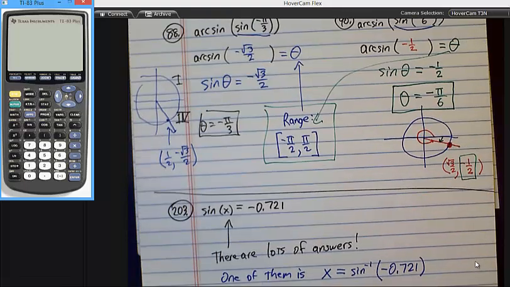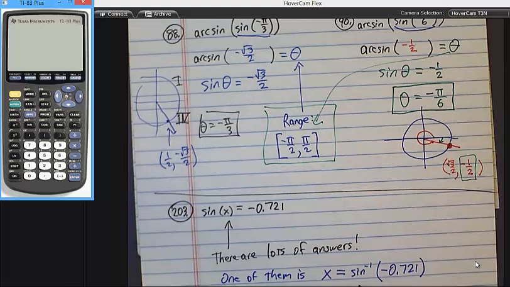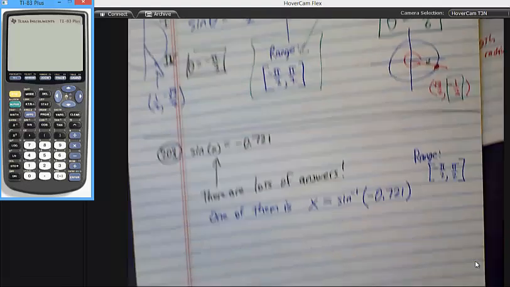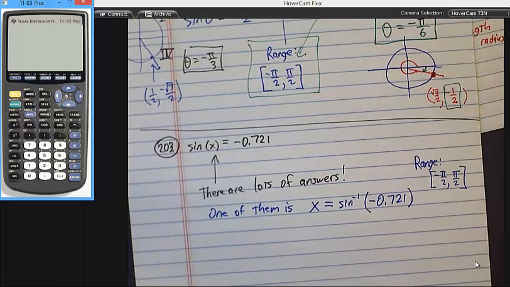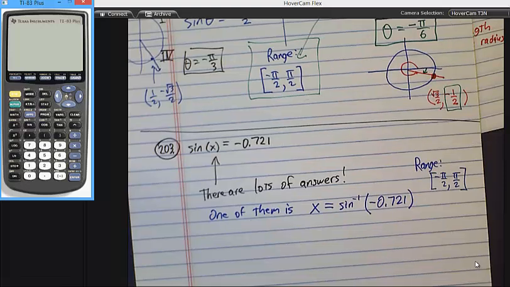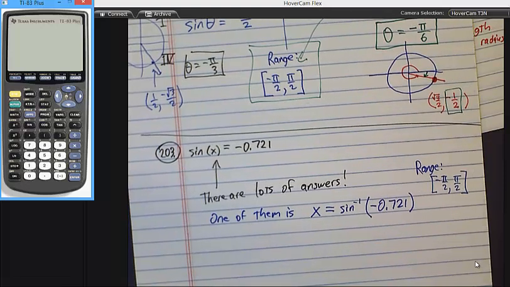Well, I told you guys that if we're going to talk about inverse sine, we need to know the range. Do we know the range of the inverse sine? Well, yeah, I just did it. It's negative pi over 2 to pi over 2. So I guess what I would say is I can get it from my calculator as long as I type this in. Okay? So let me try that.